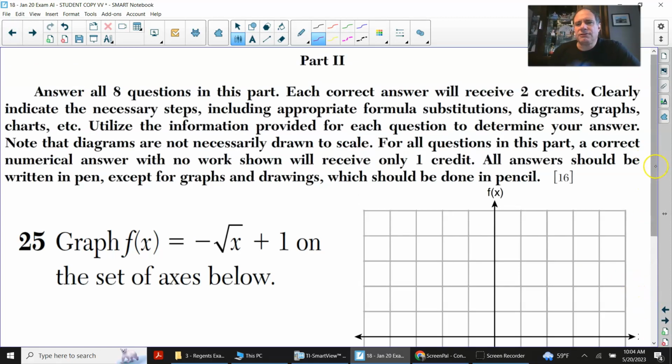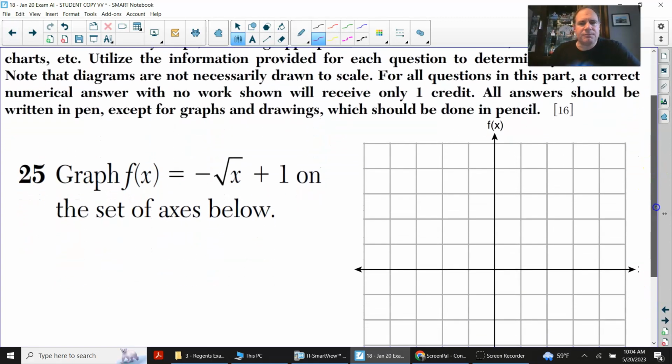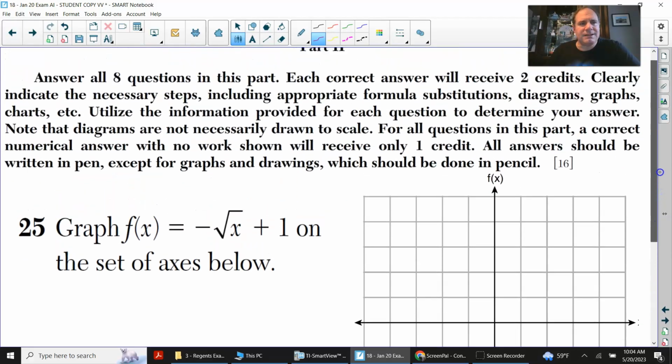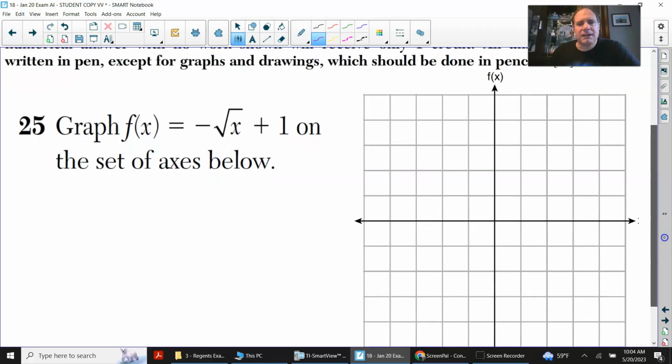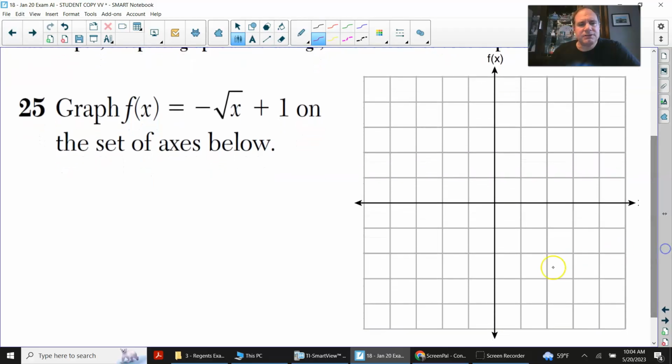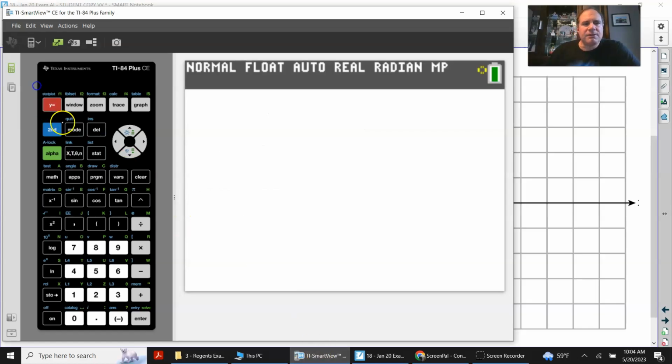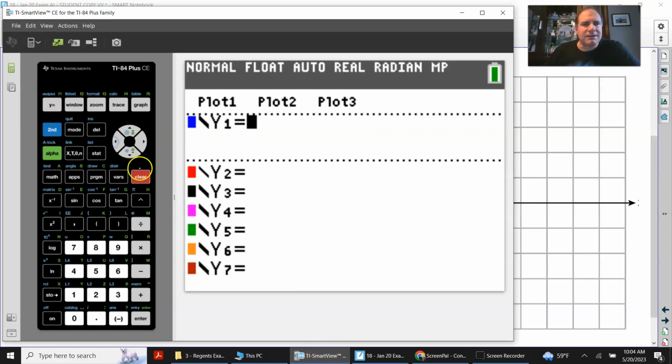So that ends the multiple choice. We're going to go into part 2. There's 8 questions in this part, and these are easier questions, kind of straightforward. Just remember, use your calculator, and that's what they want you to do right here.